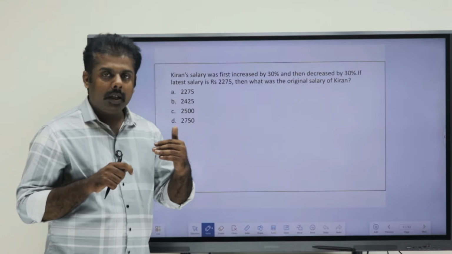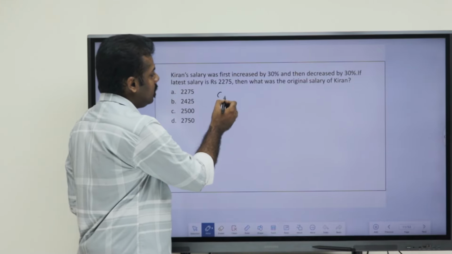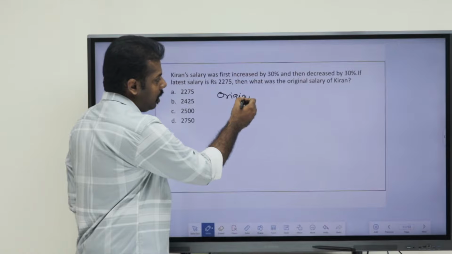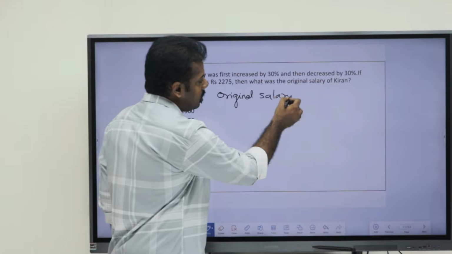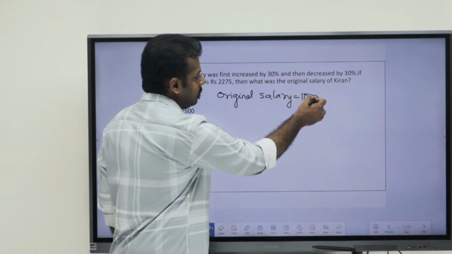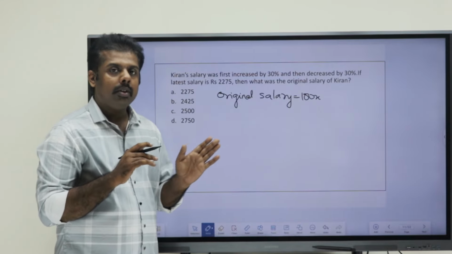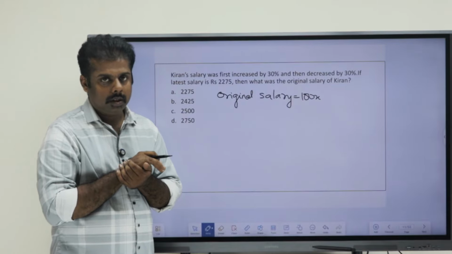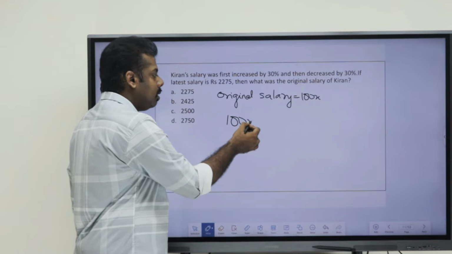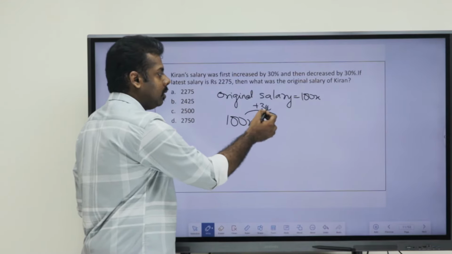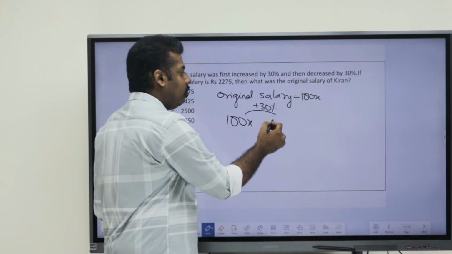Likewise, as in the previous question, you can assume his original salary as a value. Same, I am going to take it as 100x. So, we are going to assume his original salary as 100x. The first condition being said is that we increase his salary by 30%. That calculation is easy. If his original salary is 100x, since it is 100, it is easy. 30% more of 100 is going to give us 130x.